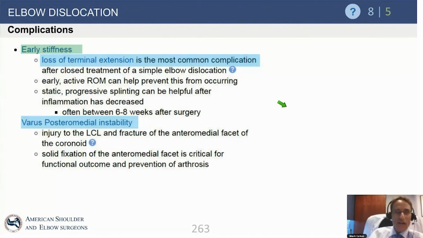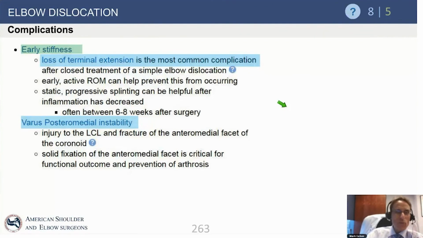What's the major complication of elbow dislocation? It's stiffness. Stiffness early. Extension is the hardest to get back. Flexion usually comes back in the first 6 to 8 weeks. It can take over 6 months to gain maximum extension back.